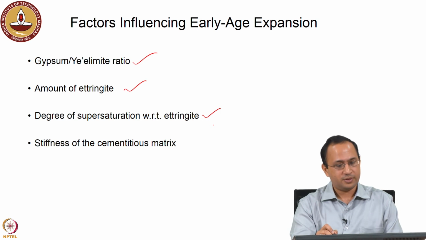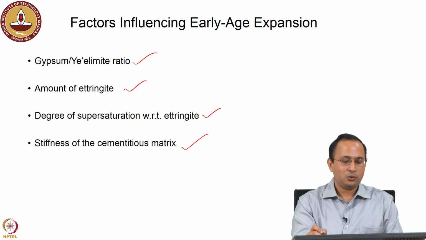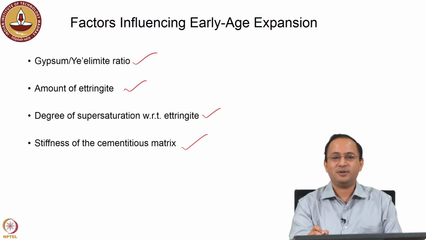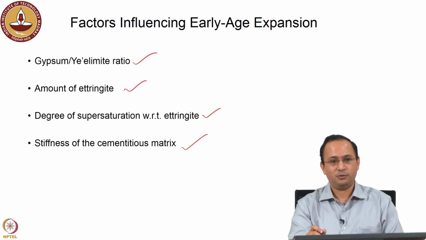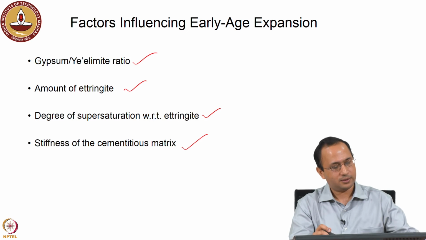Using thermodynamic modeling we can calculate the degree of saturation. Apart from these chemical factors, we also need to pay attention to the stiffness of the cementitious matrix, right. If you compare a stone versus rubber, the same amount of expansion happening in rubber will cause greater expansion compared to stone. So, we need to pay attention to the stiffness of the cementitious matrix.